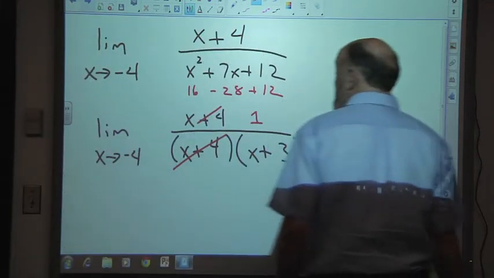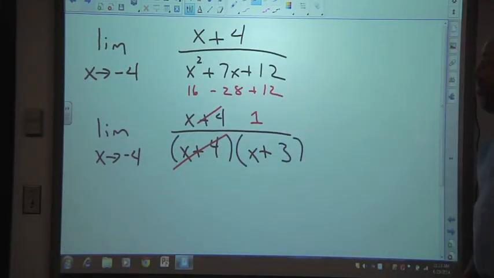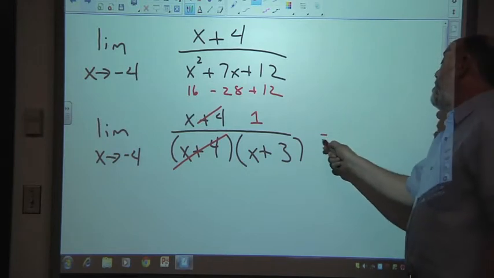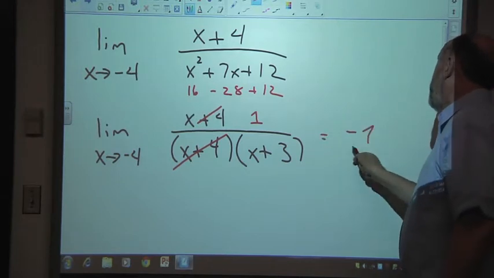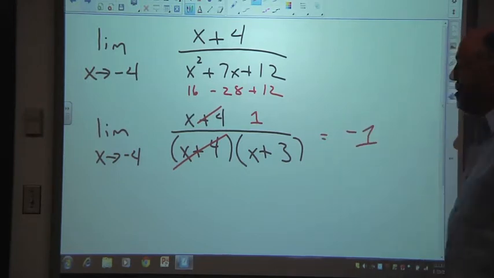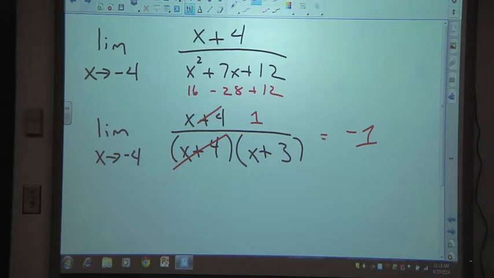Now that I factored it out and got rid of that term, we can plug in my negative 4, and we end up here with the limit being negative 1. By factoring that quadratic, we got rid of the problem, and now I can plug in the number and solve.